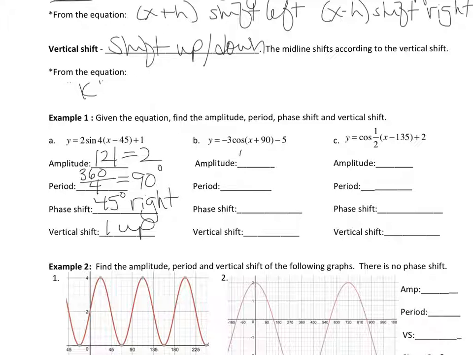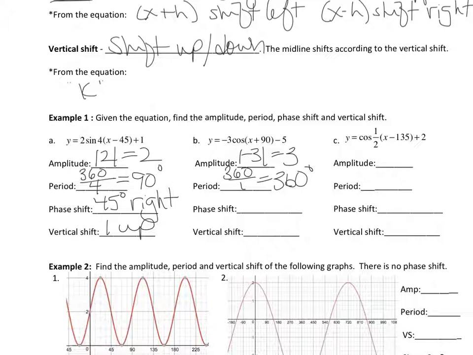So my amplitude is the absolute value of -3, which is 3. My amplitude's always going to be positive. There is no value of b here. There's really just a 1 outside of that parentheses. So that means my period is 360 degrees divided by 1, which of course is just 360 degrees.